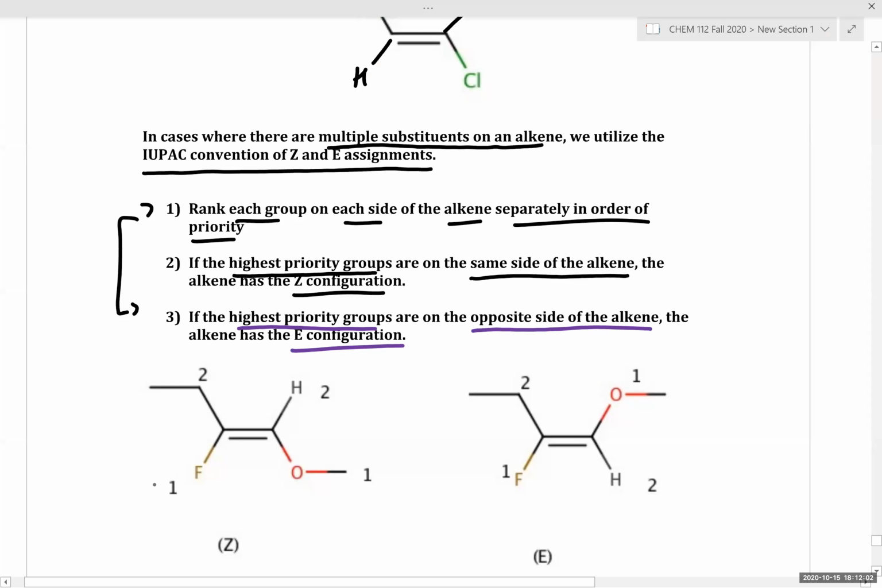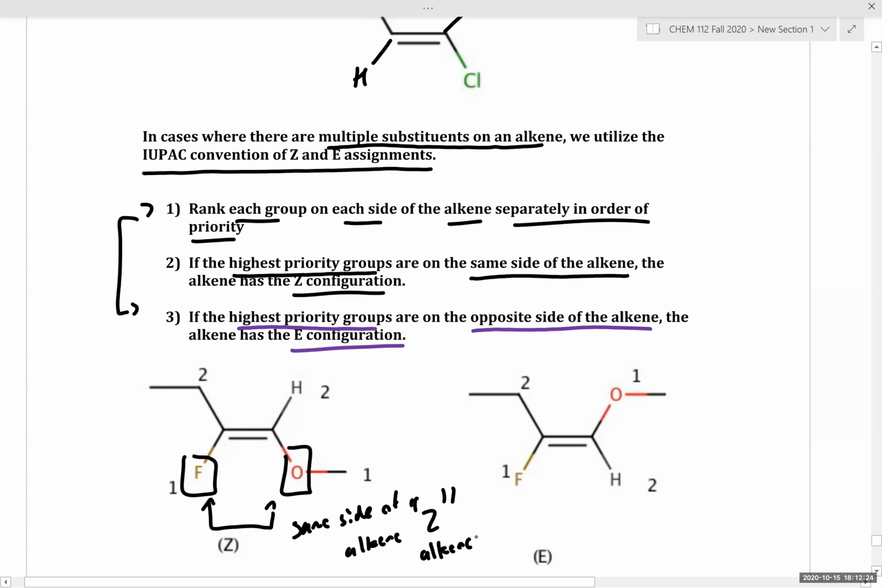So let's showcase this. Fluorine would be priority 1 compared to this ethyl group. Oxygen would be priority 1. Both of our high priority groups are on the same side of the alkene, so this alkene would be considered a Z alkene. Conversely, if our highest priority groups of fluorine and oxygen are on opposite sides, we would view this alkene as an E alkene.